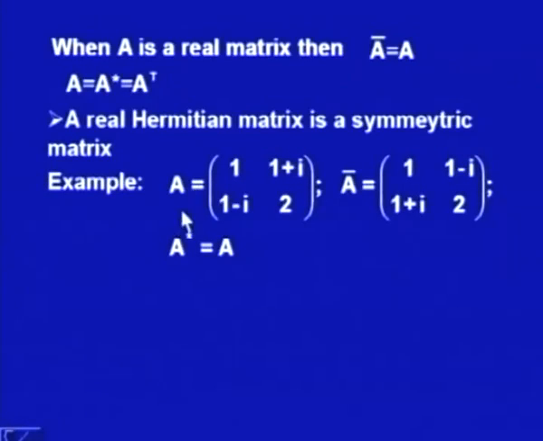Let us take an example. We have a complex matrix. The diagonal elements are 1 and 2, and 1+i and 1−i are the non-diagonal elements. Let us calculate its conjugate. The conjugate of 1 is 1, the conjugate of 2 is 2, the conjugate of 1+i is 1−i, and the conjugate of 1−i is 1+i. If you take the transpose, then A star is equal to A, because when you take the transpose, this 1+i will go here and this 1−i will come here. So A bar transpose is nothing but A. So this matrix is a Hermitian matrix.